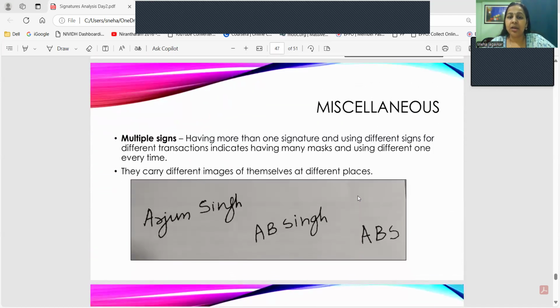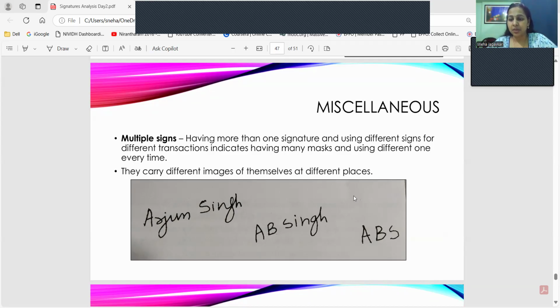Multiple signs. Now, this is something which I would not recommend on a daily basis, especially when it comes to legal documents. Having more than one signature and using different signs for different transactions indicates having many masks and using a different one every time. They carry different images of themselves at different places. Now, what happens when you are doing such a thing?